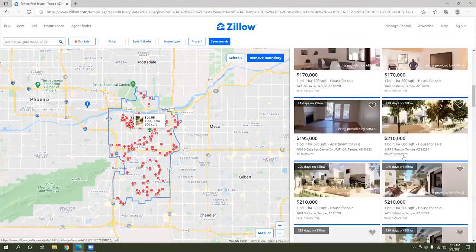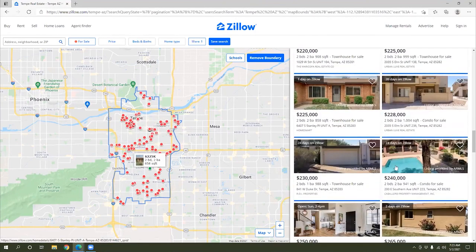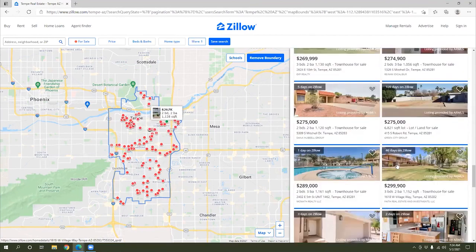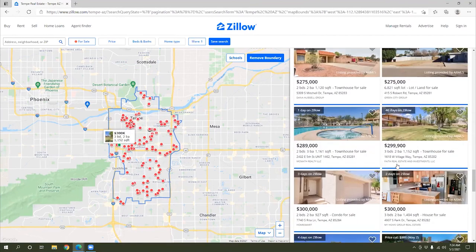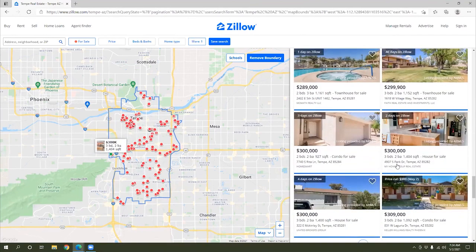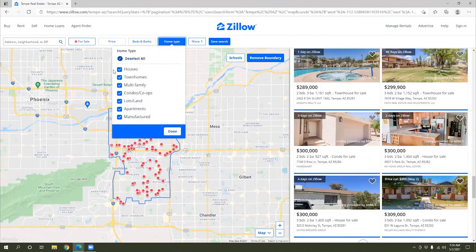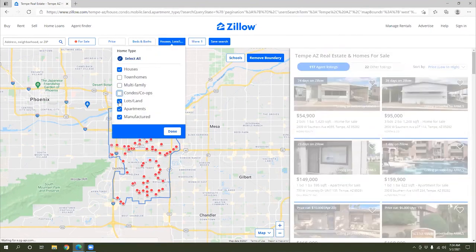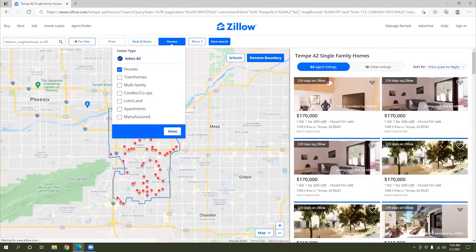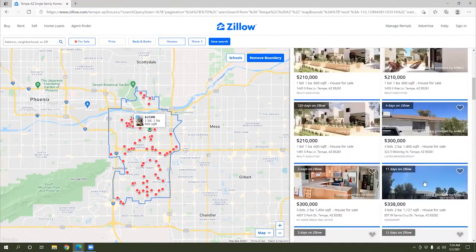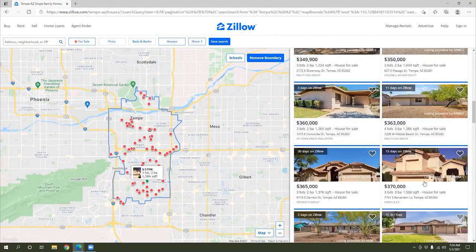All right, I don't really want a 1-1. Let's see if we can find something that's a house and maybe a 3-bedroom, something kind of normal. Condos, condos. Let me change this to house. We'll go over this. So this is Zillow. Typically, you would already have an address of a property that you were wanting to comp. Yeah, let's go here. We'll pick this one.